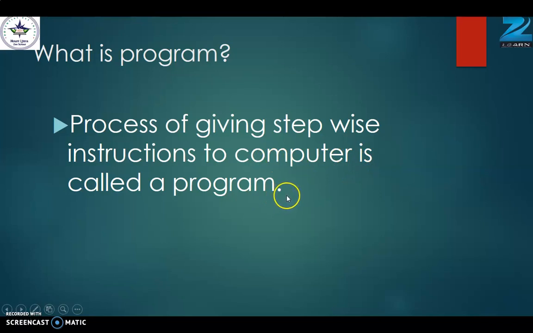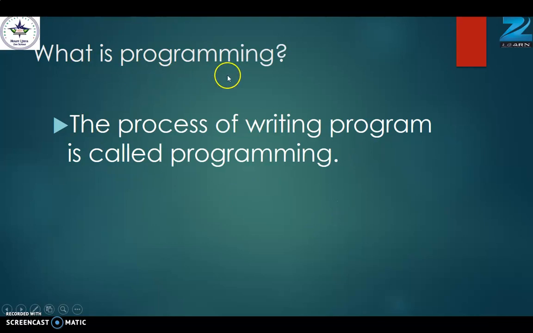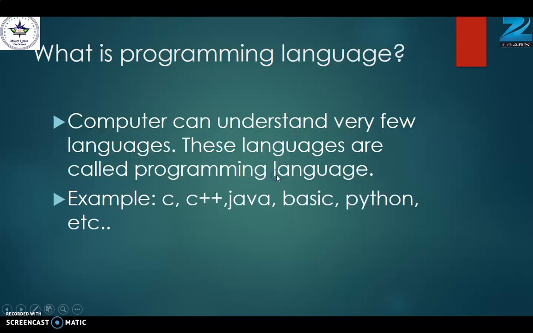Because computer is a machine, but it needs some instructions. So we have to give detailed stepwise instruction to the computer. What is programming? The process of writing a program is called programming. What is a programming language? Computer can understand very few languages. These languages are called programming languages. Example: C, C++, Java, Basic, Python, etc.